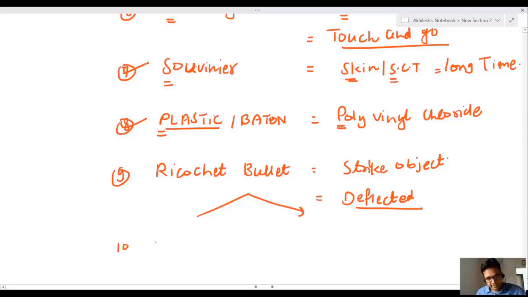Number 10, yawning bullet. Slow and irregular bullet.